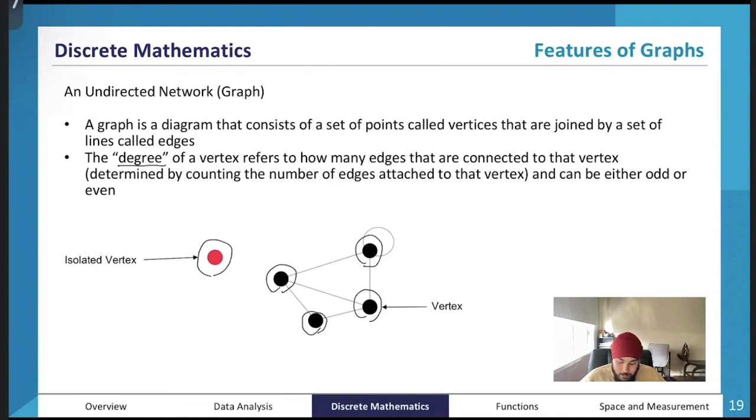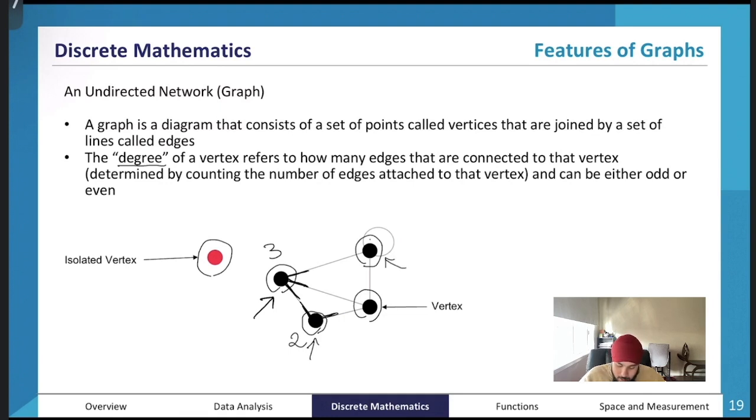So for example, looking at this vertex over here on the left, what would be its degree? To work out its degree, all we need to do is count the number of edges that are attached to it. So 1, 2, 3. Therefore it has a degree of 3. What about this one? This one has 2 edges going off of it, so its degree is 2. Now what about this one? This one is a bit different.